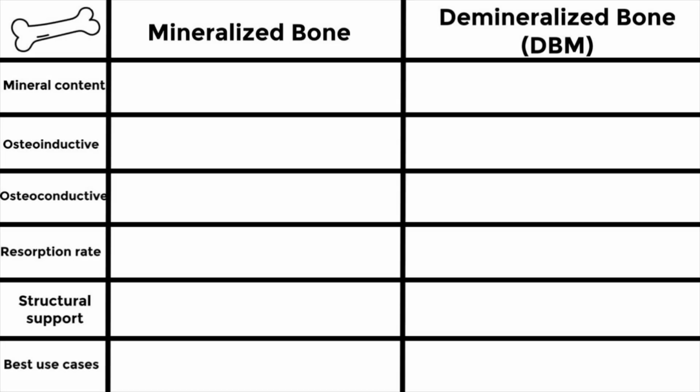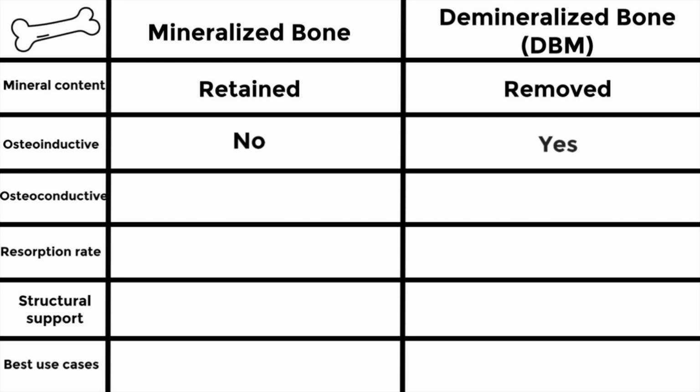Alright, so let's compare the two. The mineral content for mineralized bone is retained since it doesn't go through an acid process. And for demineralized bone, it's removed since it goes through the acid process. Mineralized bone is not osteoinductive. Demineralized bone is highly osteoinductive, since only the organic matrix content is left, leaving it high in growth factors. Both mineralized and demineralized bone are osteoconductive, providing a scaffold system.